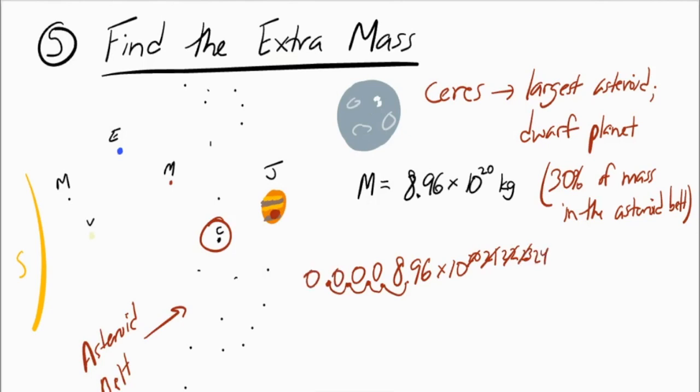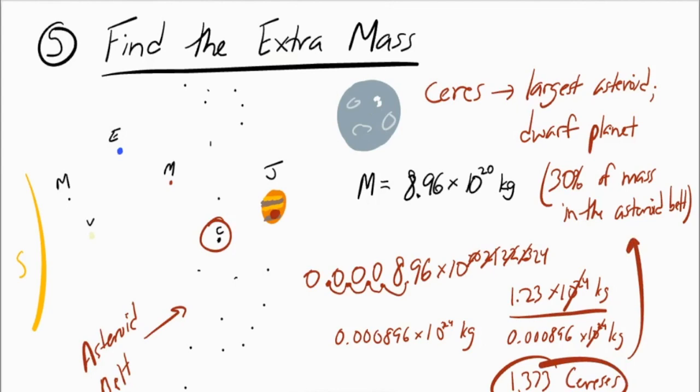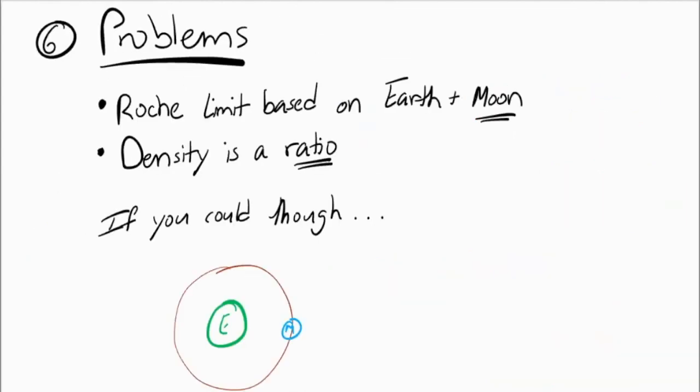We are looking at, if you could mine the entire dwarf planet of Ceres and bring it to the Earth, we would need 1,373 Cereses. Well, the problem is, Ceres alone, one of them takes up 30% of the mass of the asteroid belt. So we have some problems.